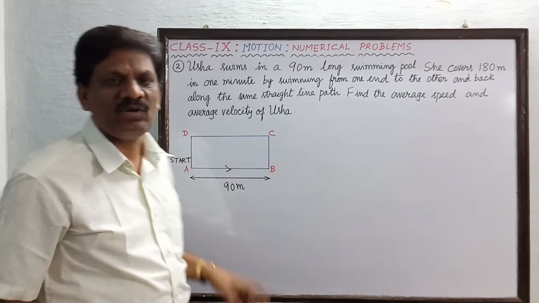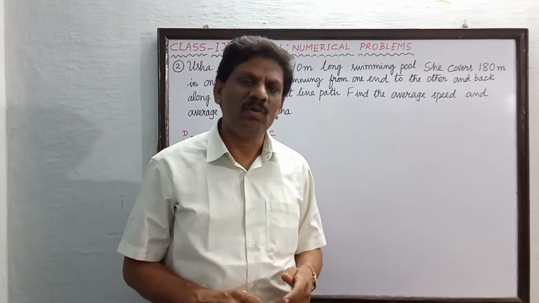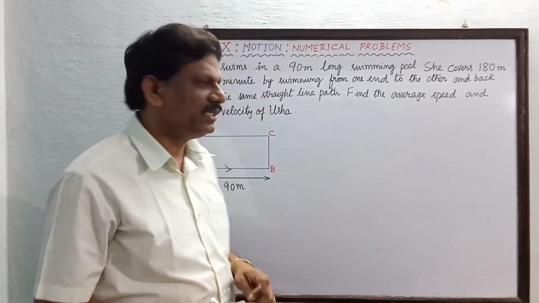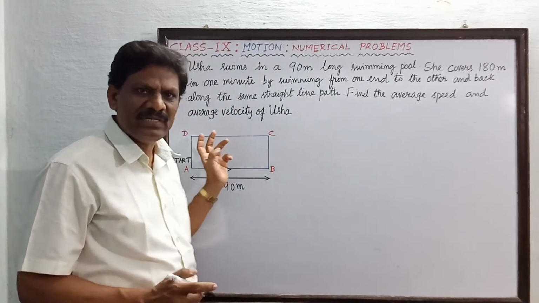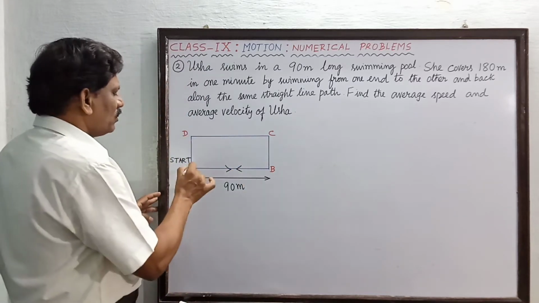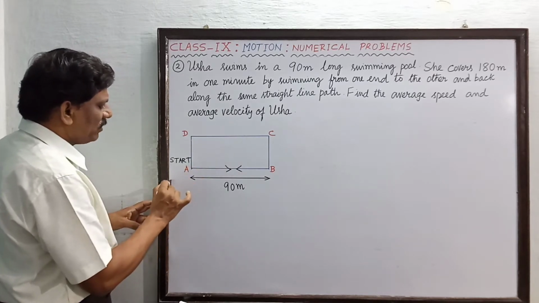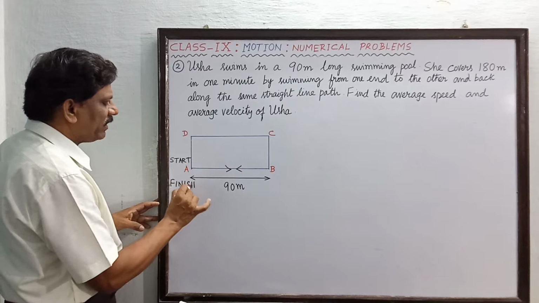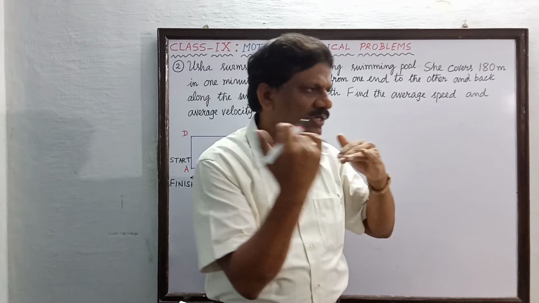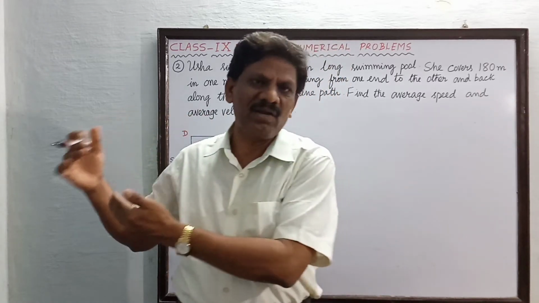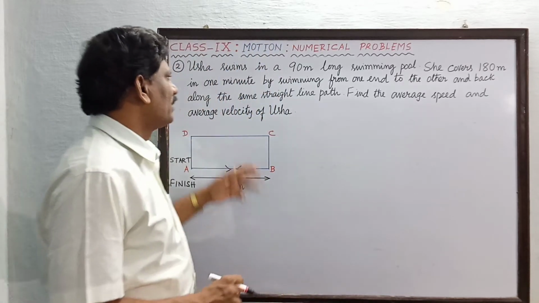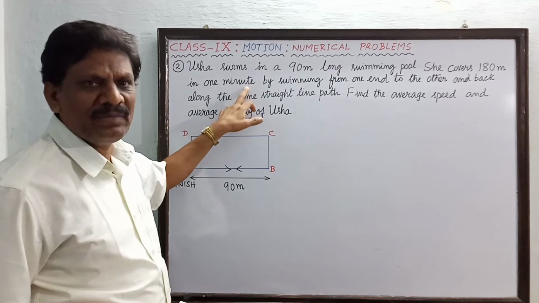The distance traveled is how much? 90 meter. And she is returning back to the initial point itself. That means she is coming from B to A, another 90 meter. So she is coming back in this direction, to A itself. So the finish point also is what? A. So the length of the swimming pool is 90 meter. She goes from A to B and comes back along the same straight line but in the opposite direction. Understand that? And for this, the time she has consumed is 1 minute.